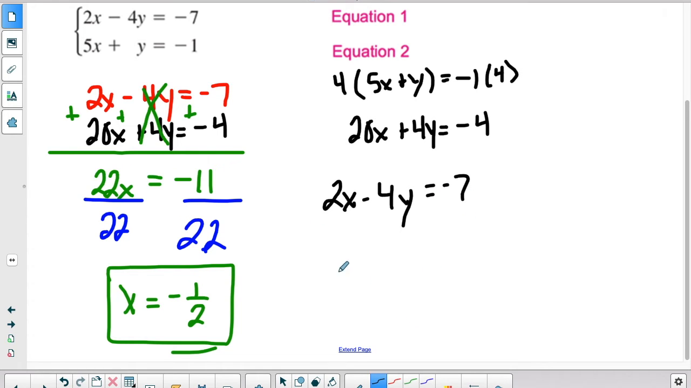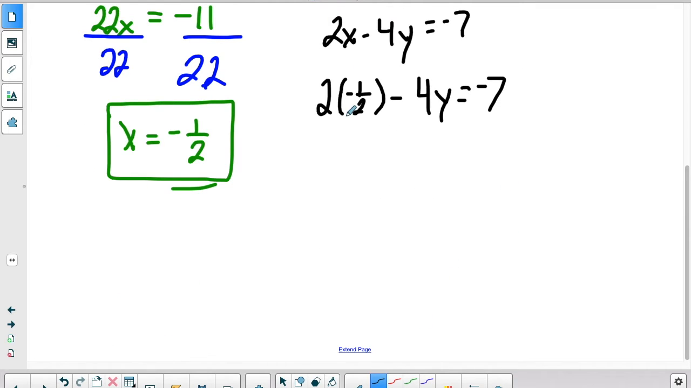I'm going to plug negative 1/2 back in for x. So when we plug negative 1/2 back in, we get 2 times negative 1/2 minus 4y equals negative 7. And again, here we have an equation with only one variable. Well, 2 times negative 1/2 gives us negative 1 minus 4y equals negative 7.